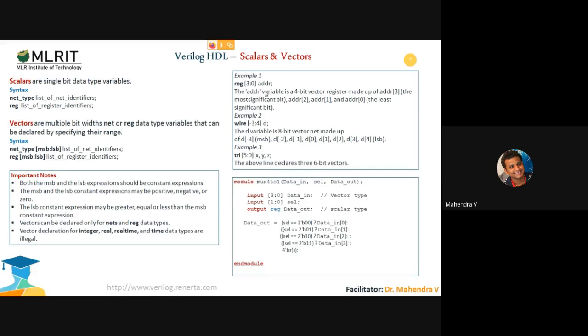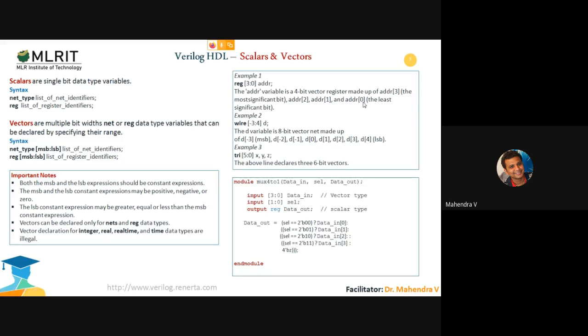Now this is one example, and here we need to note some important points. This range can be either positive or negative. In the first example we have kept 3 down to 0, which means the adder takes 4 bits. The names are adder[0], adder[1], adder[2], adder[3]. ADDR3 is the MSB. It's not adder, it is actually address, but in short we have written ADDR.